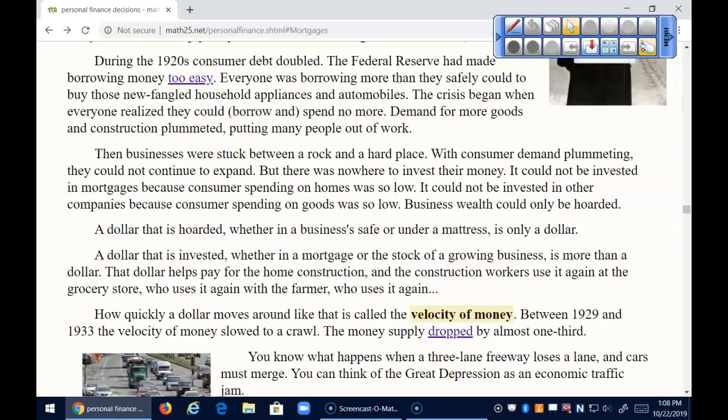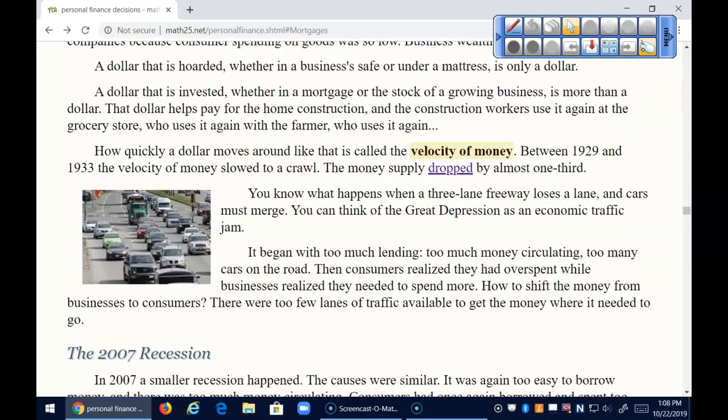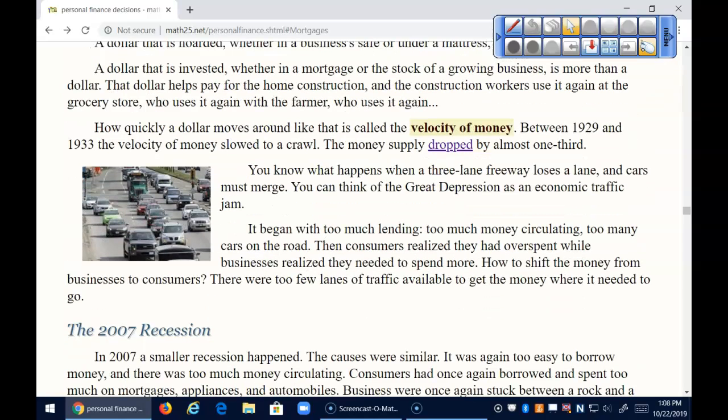So the money supply dropped by about a third. Not that there were fewer bills out there, but people weren't moving it around as much because we had shopped all we could shop in the 20s. So that was like a traffic jam. There are things that needed to happen with money. There wasn't enough money. It got kind of squished.